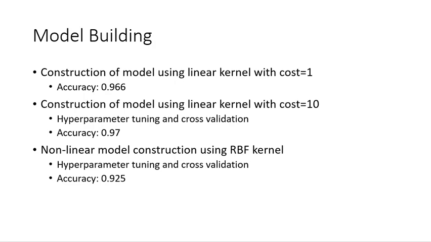So, this tells us that the linear kernel with C equal to 10 gave the best accuracy of all the models that we built using the concept of SVM. We can therefore finalize the best model to be the linear model with C equal to 10.